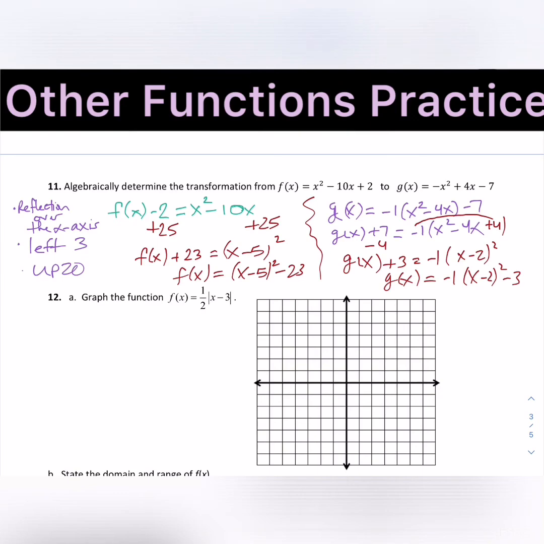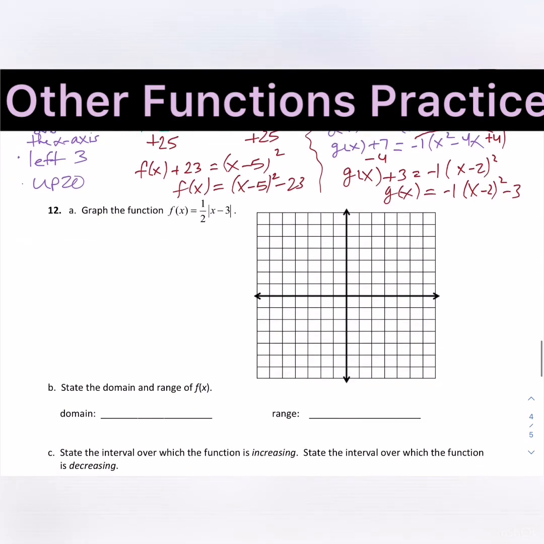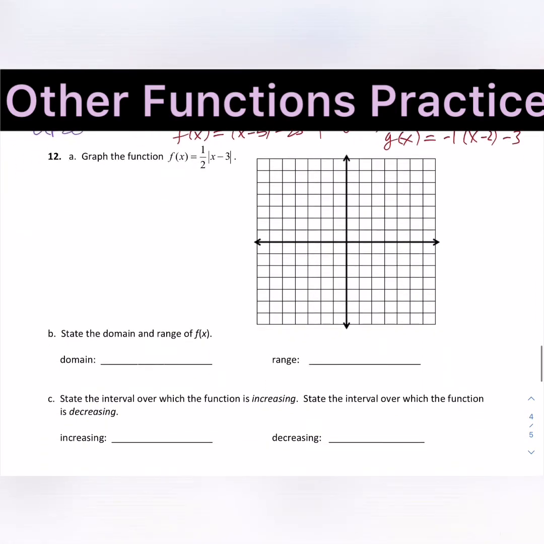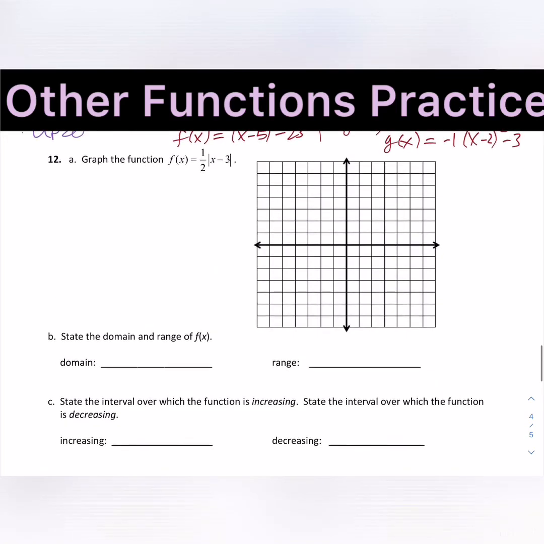All right, let's move on to number 12. I want you to pause the video and graph f of x. It's an absolute value function, and then we'll do b and c together. So go ahead and pause the video, and then press play when you are ready to roll.